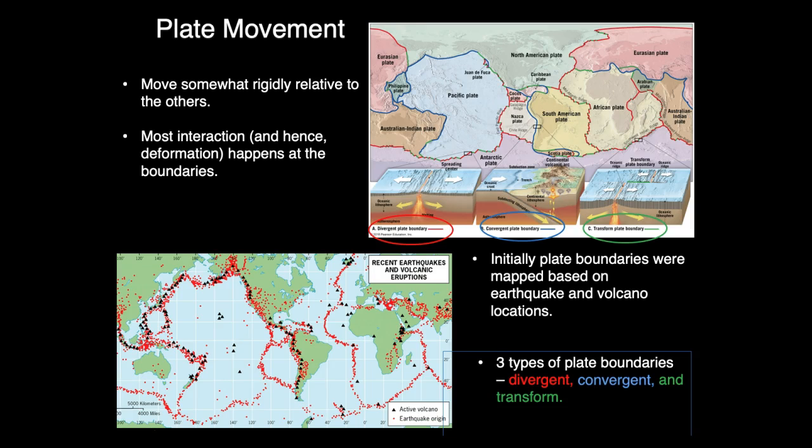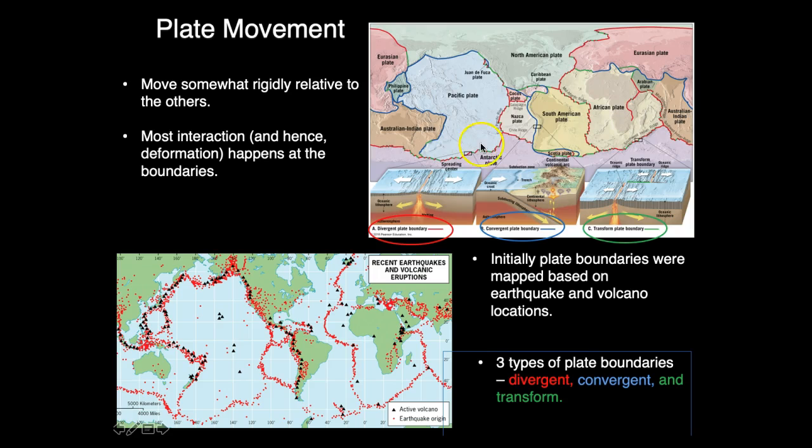So based on that, there are 3 types of boundaries that are possible. Divergent being the first one, and this is where plates move away from each other. Convergent, where plates move towards one another. And transform, where they slide or grind past one another.